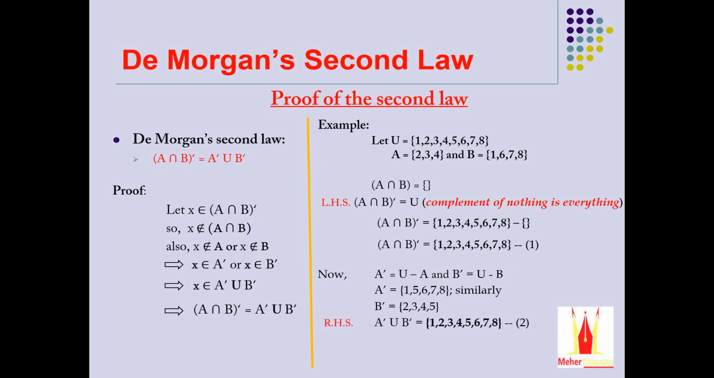So if we see equation number 1 and equation number 2, we are getting the universal set for (A intersection B) complement and for A complement union B complement. So we can say that (A intersection B) complement is equal to A complement union B complement.